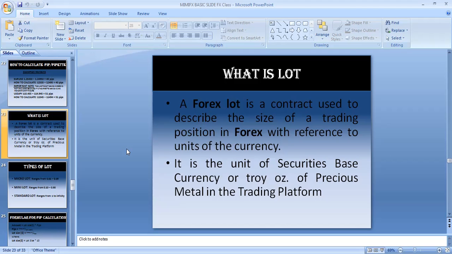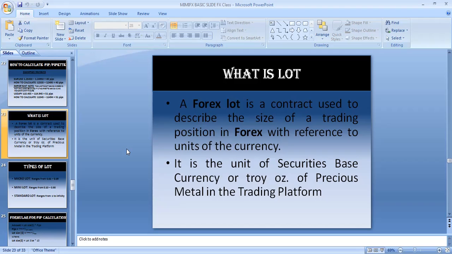So straightly, we are talking about lot size. Lot size, of course, is a contract that we use to describe the size of a trading position with reference to units of currencies. Okay, so lot size is the volume that is traded, the volume that determines the size of our business. So when we look at the volume, let's say someone is trading with 10 lot size, which is $100 per pip.